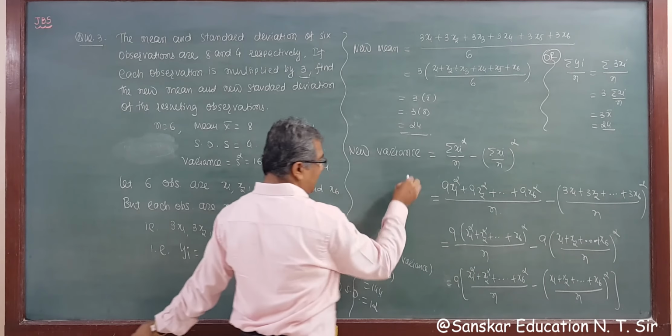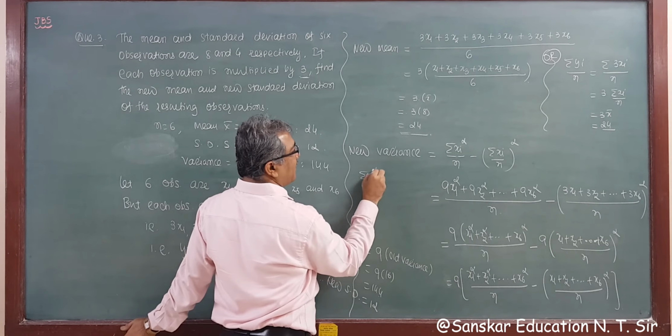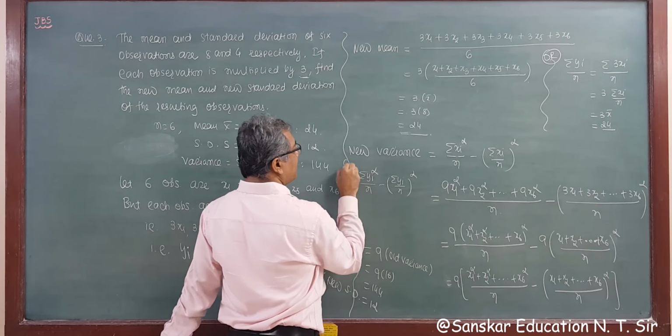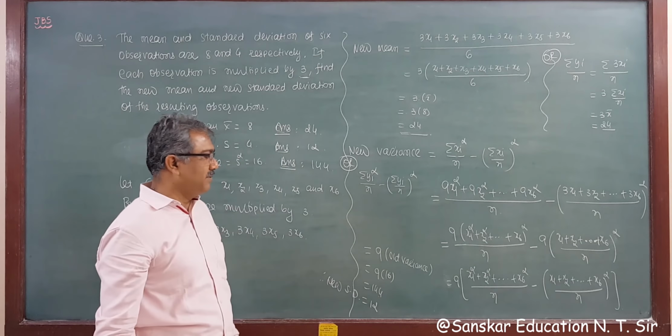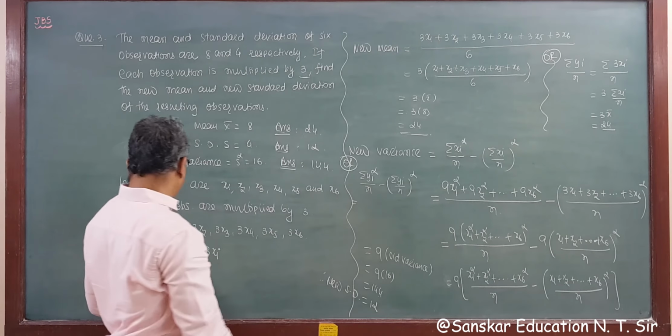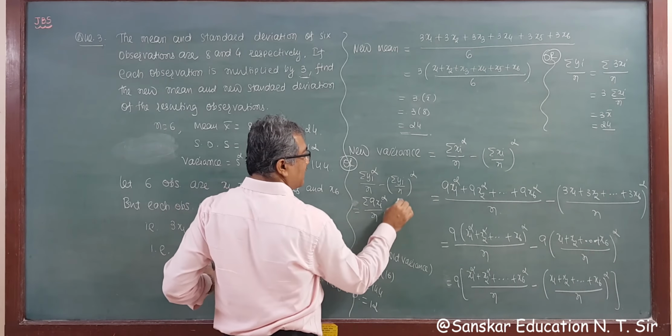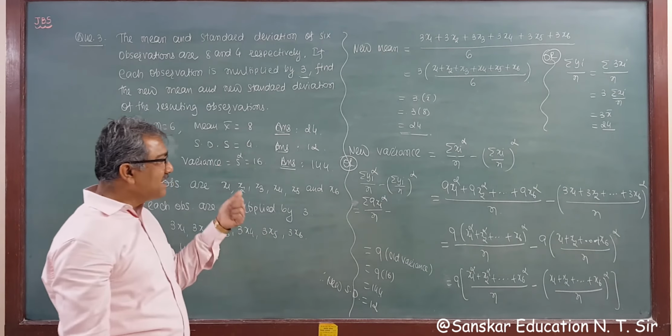So the new variance will be, see here, sigma yi square upon n minus sigma yi upon n whole square. This is the other method if you want to solve, right? So sigma yi square, that is 9xi square, so this is sigma 9xi square upon n, right? Minus sigma yi upon n, that is your 24 whole square. Either you can write here also 3 sigma xi, since yi is 3xi, divided by n whole square.